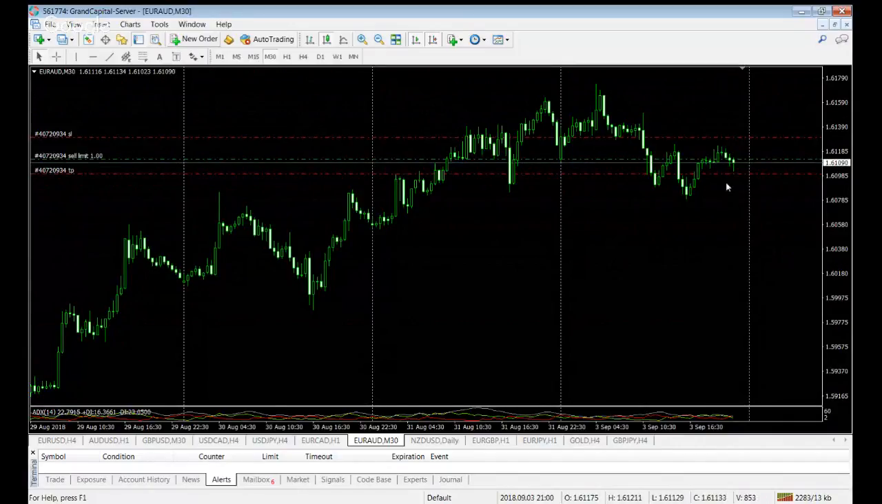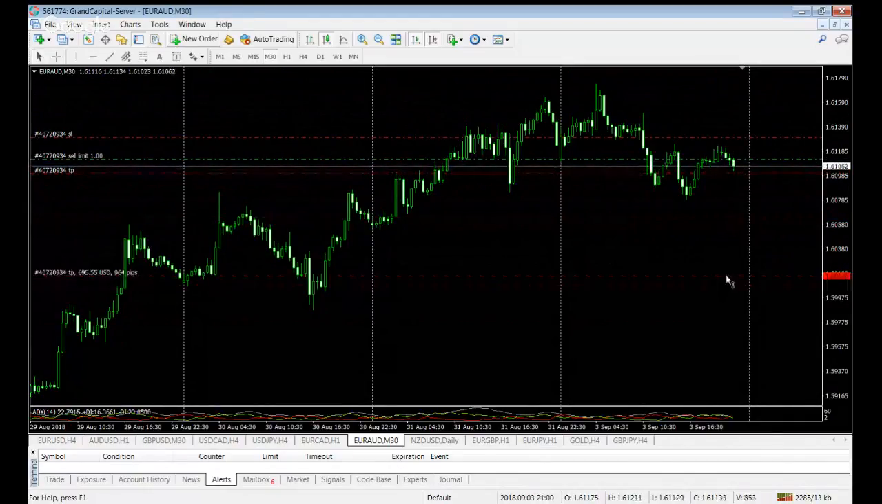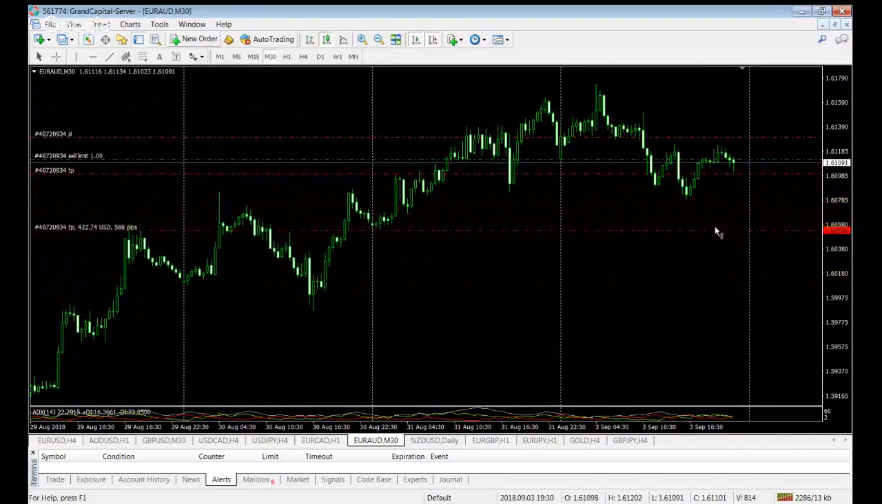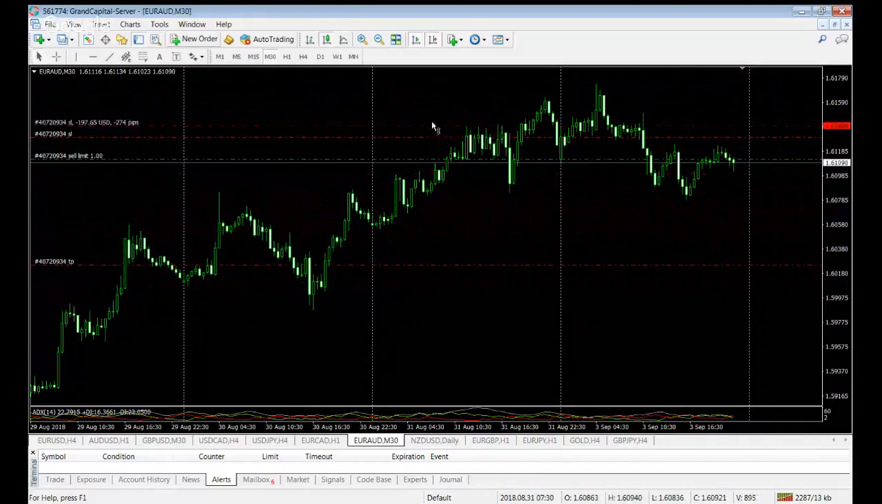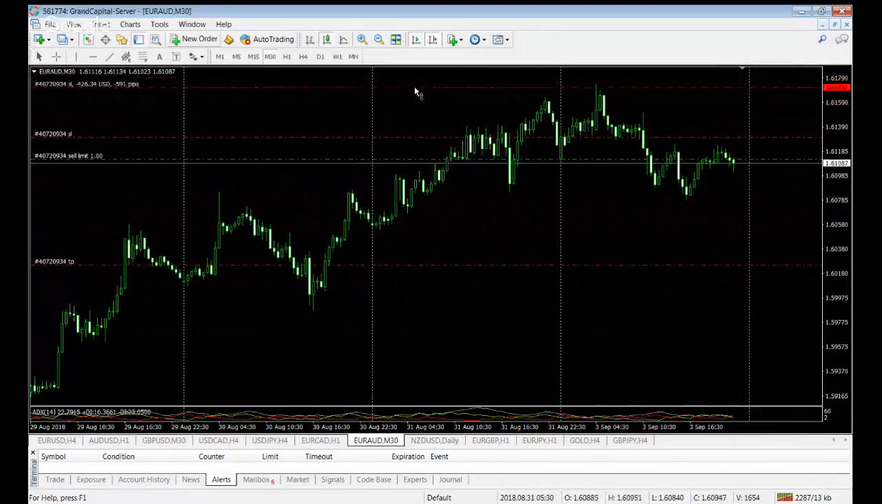Though me, I don't use sell limit. Mine is buy stop or sell stop. I don't use sell limit in my trade. So now you can adjust your take profit to any level by just holding the left click, and then you hold and you can adjust your take profit. You can also adjust your stop loss. So you can adjust it.